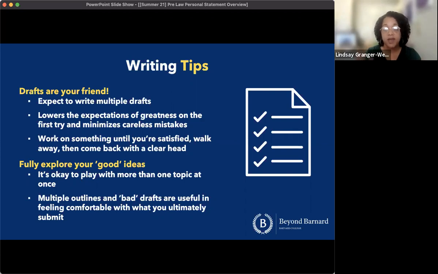You can talk to advisors, you can talk to peers about which ones would feel most impactful. And then fleshing them out will also help you see if maybe something would be better as a diversity statement. Something could also maybe be saved for a future supplemental essay. But outlines and bad drafts are insanely helpful because you really want to feel comfortable with what you're submitting.